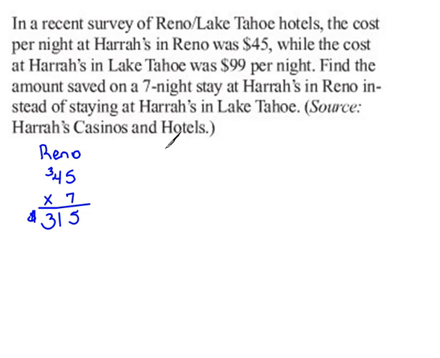Now let's look at Lake Tahoe. Oops, not very pretty writing there. Okay, Lake Tahoe is $99 per night. So for that 7-night stay, again, we'd have to multiply. 7 times 9 would be 63. And then 7 times 9 again would be 63, plus 6 would be 69. So it looks like that's going to be $693.